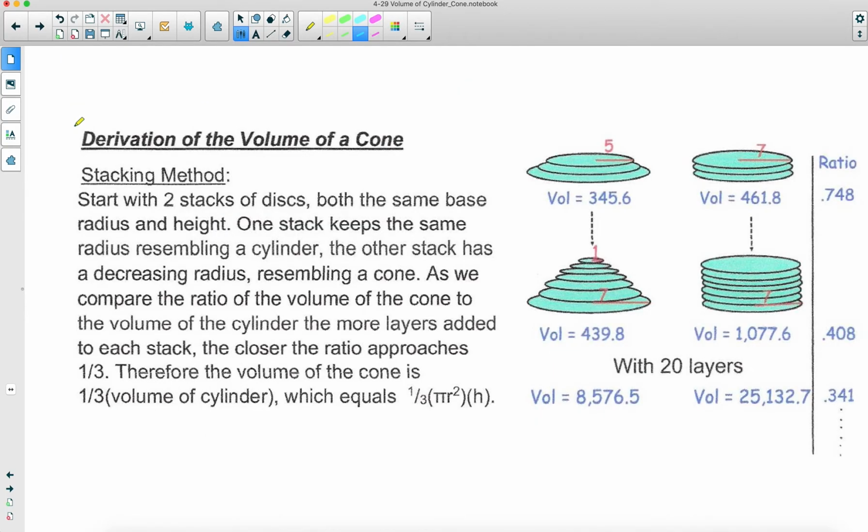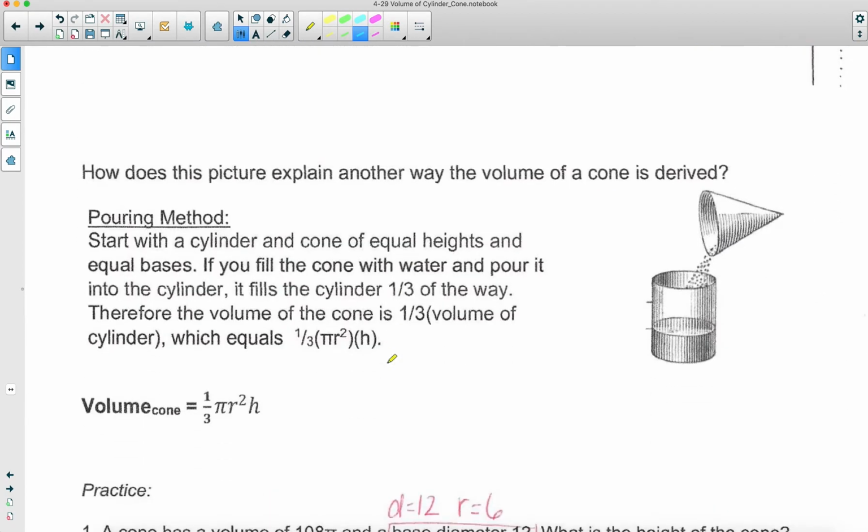Just to go through the derivations quickly, the derivation of the cone, two different methods. The stacking method, which is like the stacking of the cubes for the prism versus the pyramid. Again, starting with a base of the same size, same height. As we increase our base, we see that the volume approaches that number of 0.33333, which is 1/3. So if we compare the volume of a cylinder to the volume of the pyramid with the same size base and the same height, eventually we'll come to the conclusion that the cone is 1/3 the volume of the cylinder. Personally, I like the pouring method.